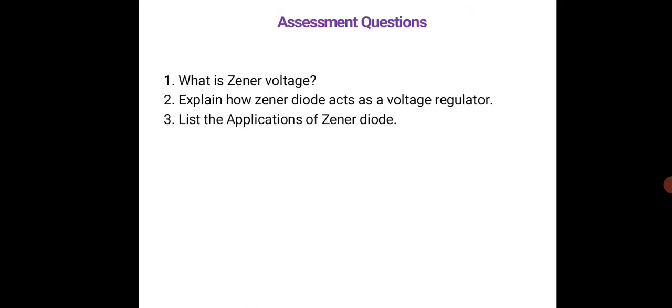So I think you are able to say what is Zener voltage and how this Zener diode will act as a voltage regulator, and you are also able to list the applications of a Zener diode.